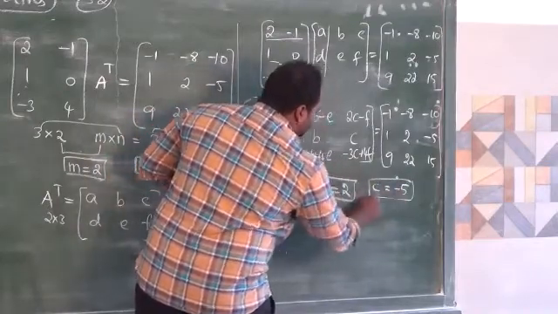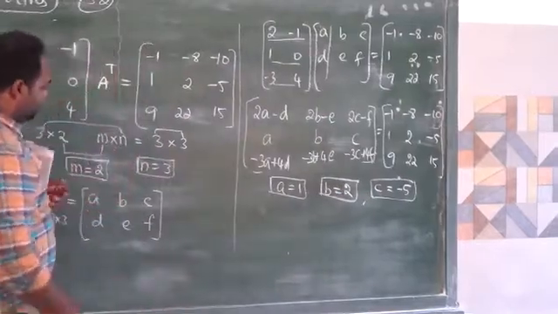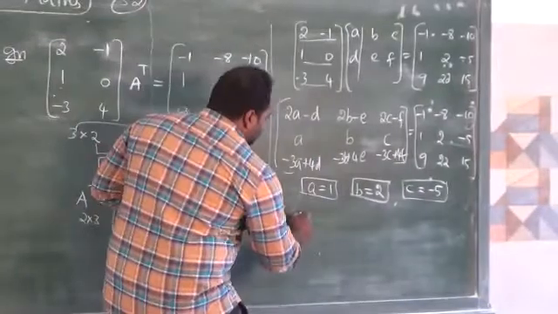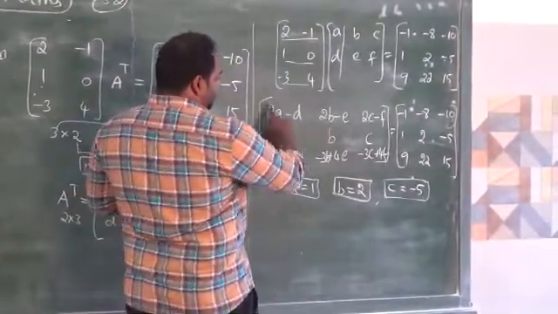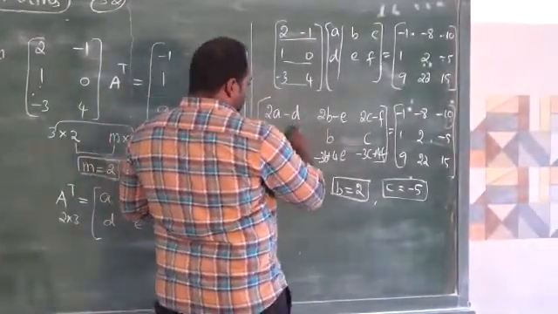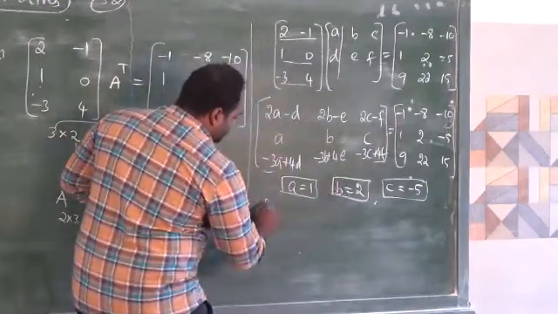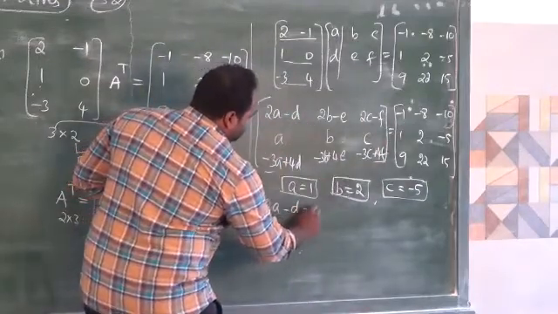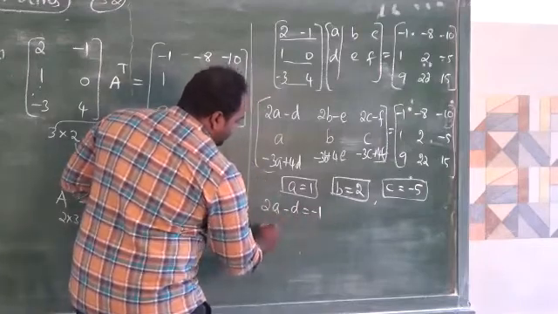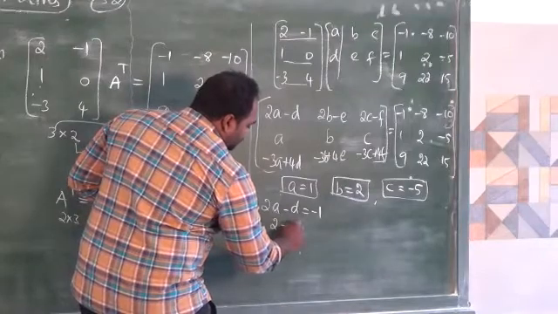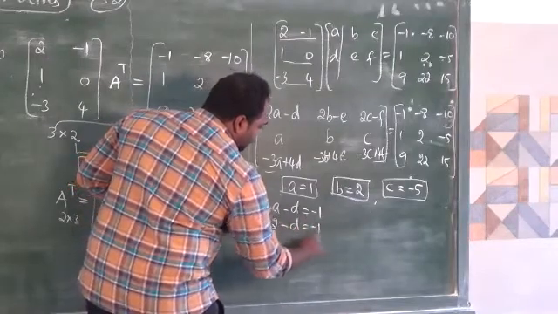Next we have to find D, E, F. How can we find D? By equating this element and this element, that is 2A minus D equal to minus 1. A is 1. If you apply A is 1, we get 2 into 1 minus D equal to minus 1.